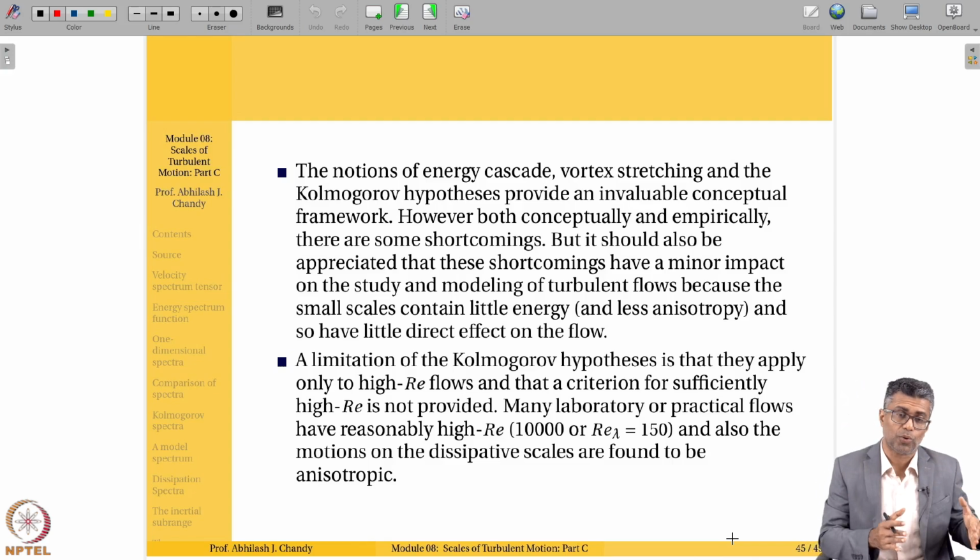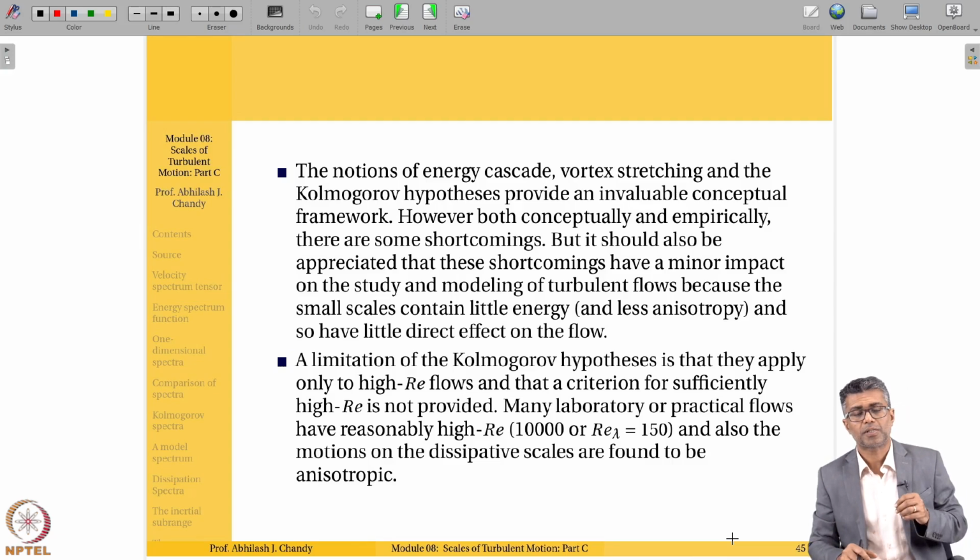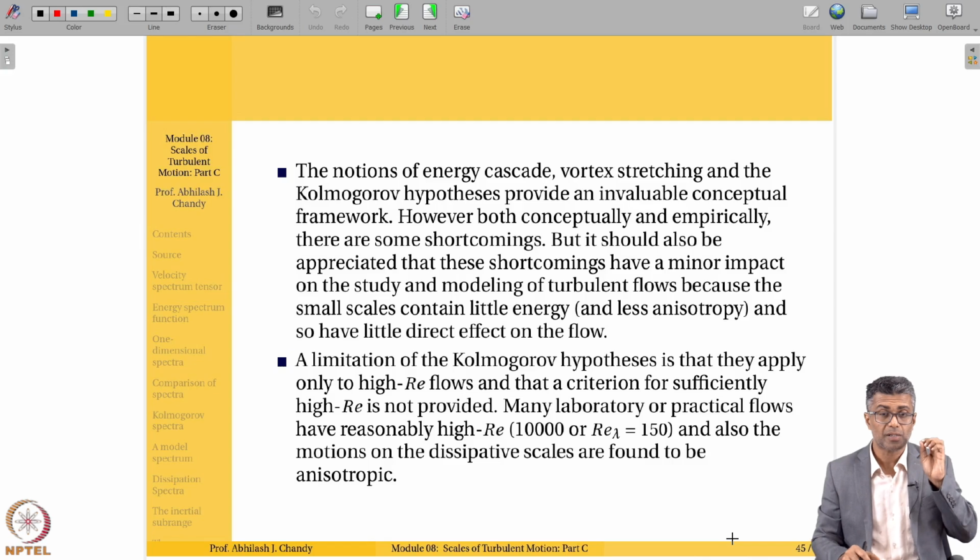It should still be noted that even with these limitations, they do give us a lot of information on how turbulent flows should be modeled. Essentially what we are trying to say is they don't have a major impact on some of our understanding, but it is important to be aware of these limitations, of these shortcomings. Only then can some of these models be improved.